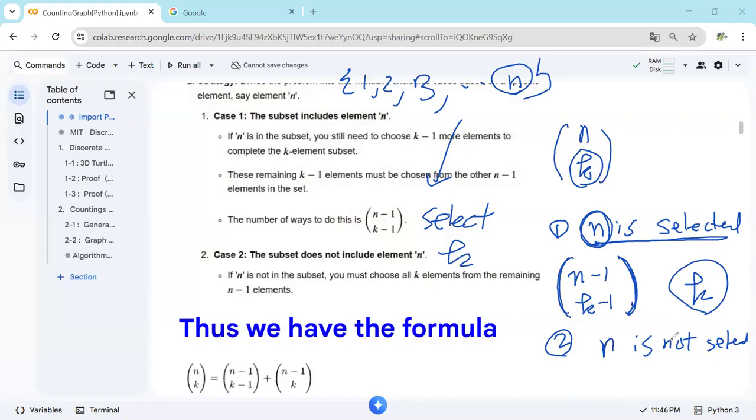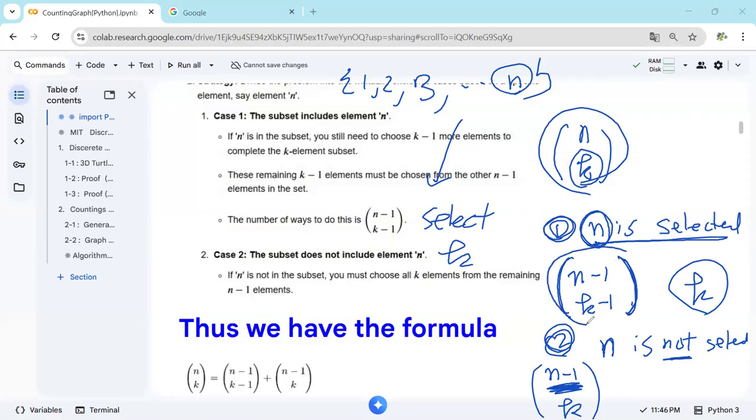But if n is not selected, the left out is n minus 1. From this one, since n is not selected, you must choose k elements from this left out. So by combining the two cases, n choose k is equal to this many plus this many, because there are two possible ways.